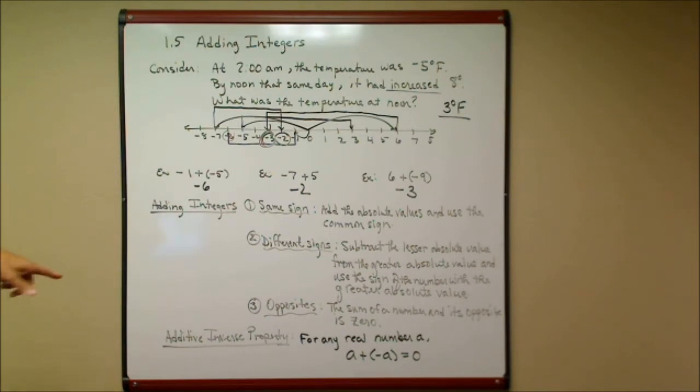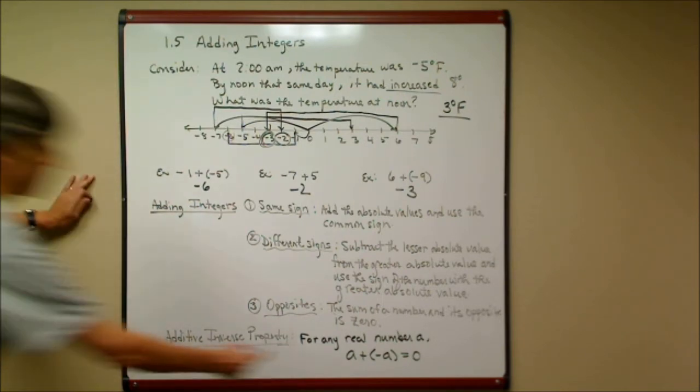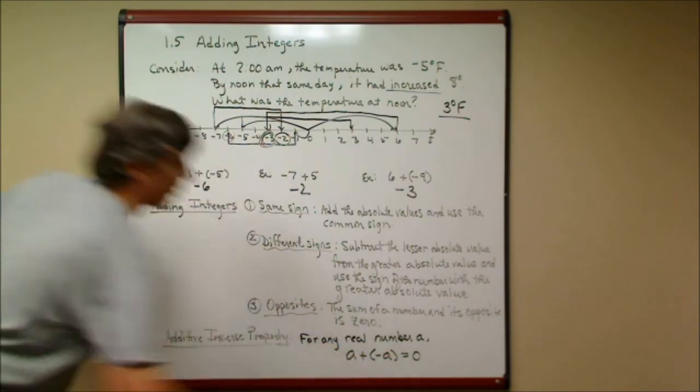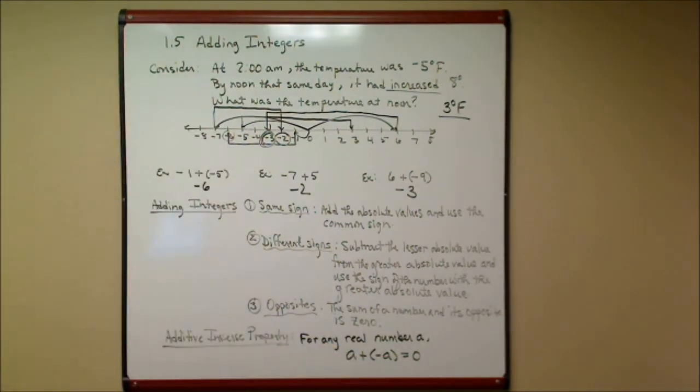And that leads to an important property called the additive inverse property. The additive inverse property says that for any real number, and I just called it A, I used the variable A, that A plus the opposite of A, you're adding opposites, you get 0. That is also used in many books as a definition for opposites. Opposites are sometimes defined as 2 numbers whose sum is 0.